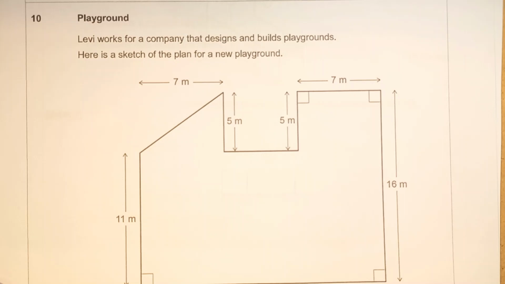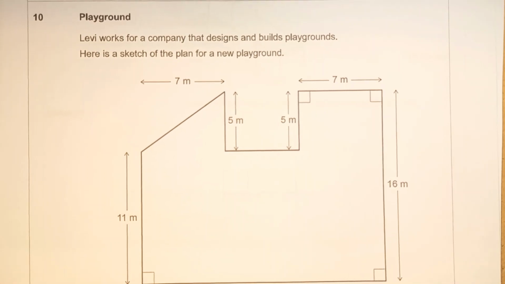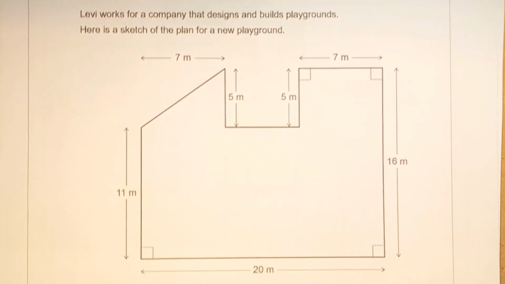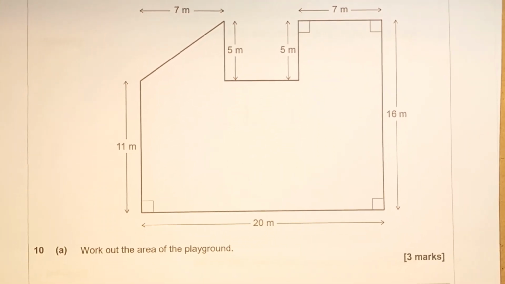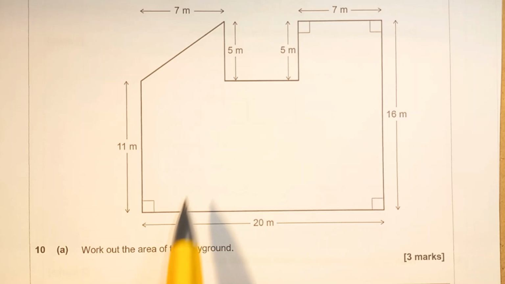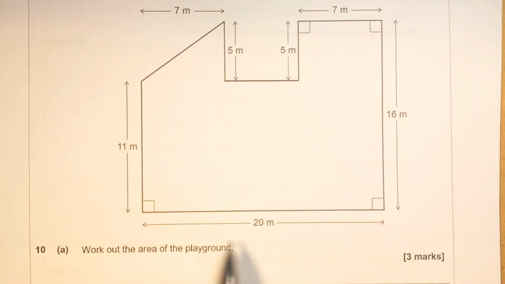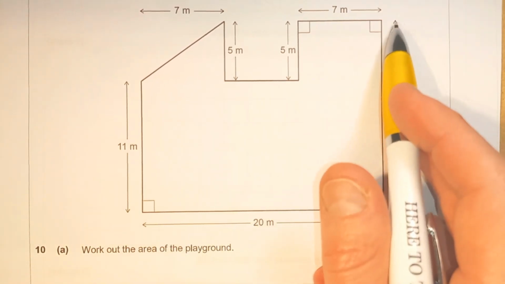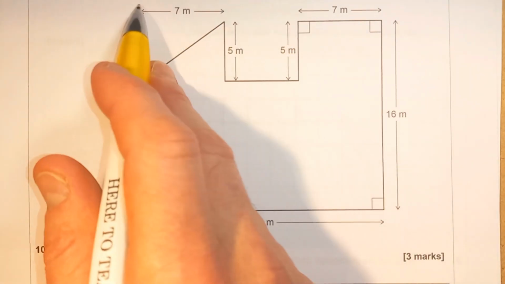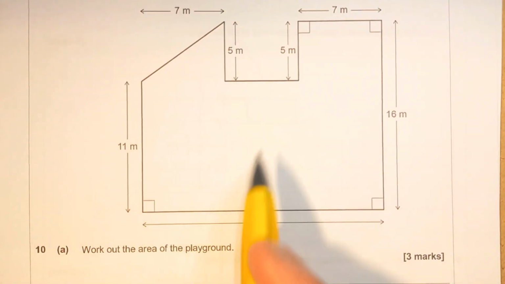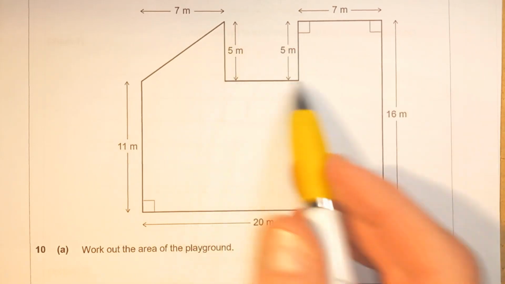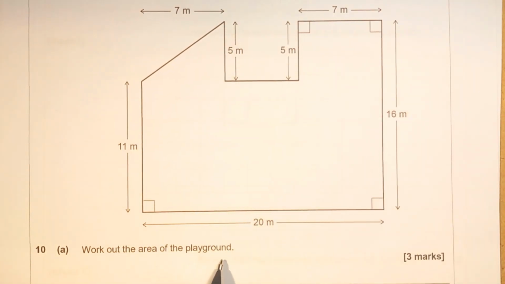Okay. Question 10. Playground. Levi works for a company that designs and builds playgrounds. Here is a sketch of the plan for a new playground. I'm going to move it up so we can see the measurements. Right. So, okay, we've got this space here. We've got 20 metres along, 60 metres up, 7, 5, 5, 7 metres across. So we haven't got all the measurements. We don't know this measurement. We don't know this measurement. Work out the area of the playground.